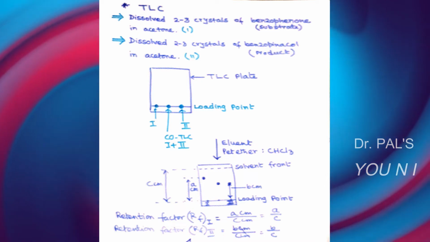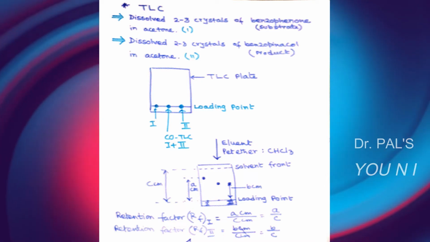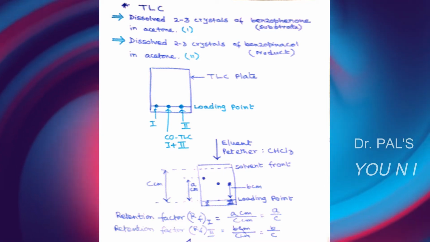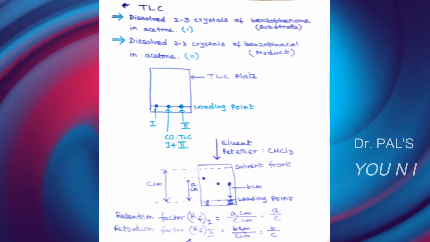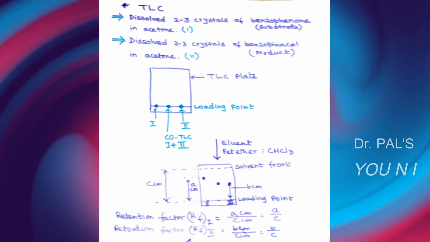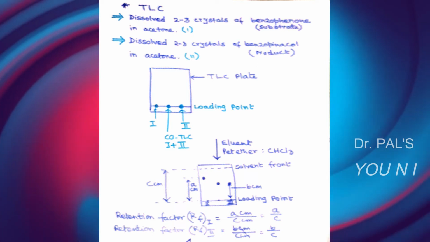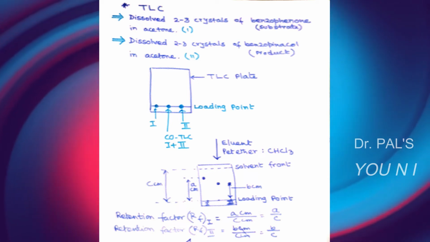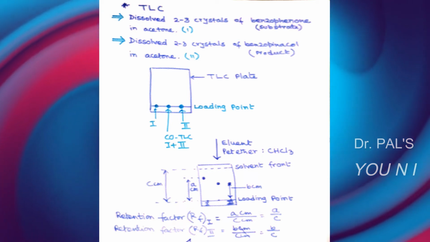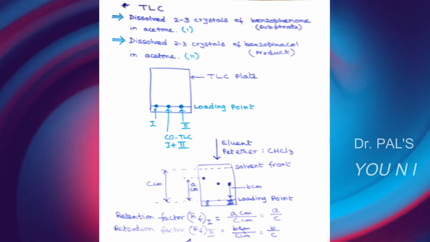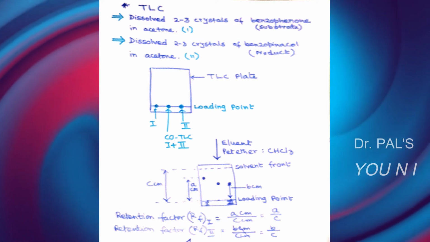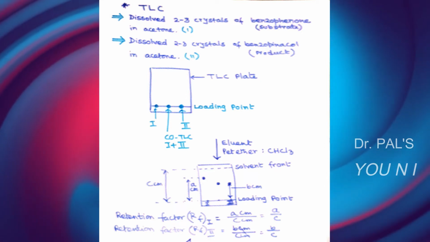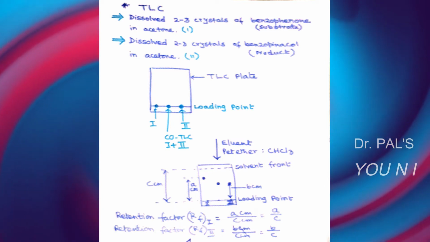Now this TLC plate will be run by using the eluent. That eluent can usually be established by the trial and error method, and we use a pet ether chloroform mixture. After running this TLC plate using this eluent, we have to take it out from the TLC chamber and detect the position of the spots of benzophenone and benzopinacol by putting this TLC plate in the UV chamber.